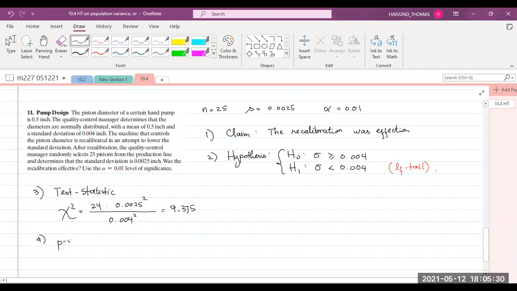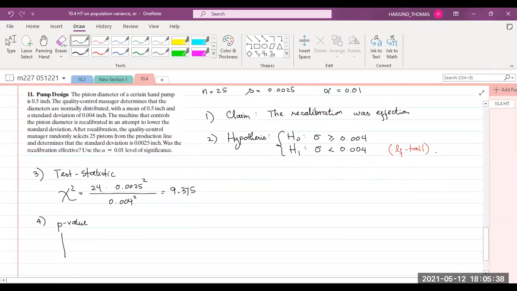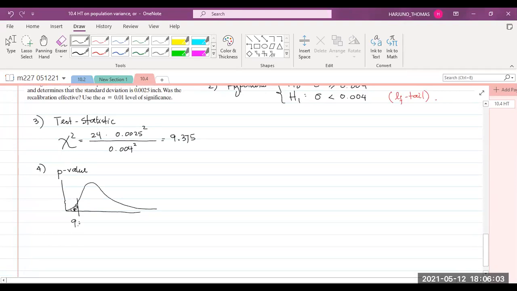Step 4, the p-value. Chi-squared distribution, which is a non-negative, right-skewed continuous curve. Okay, the alpha is 0.01 on the left tail. I need to find the p-value, right? So this is 9.375. Now, what is the p-value? The p-value is chi-squared CDF. The lower bound is 0, not from negative infinity, not from negative E99, even though it's actually okay if you do so, but it's supposed to start from 0, up to 9.375, degree of freedom 24.